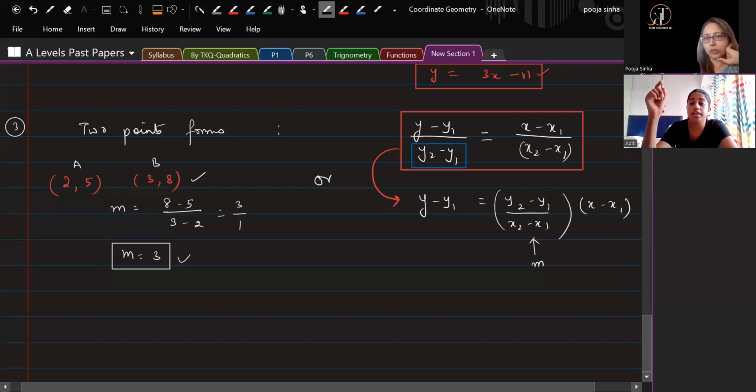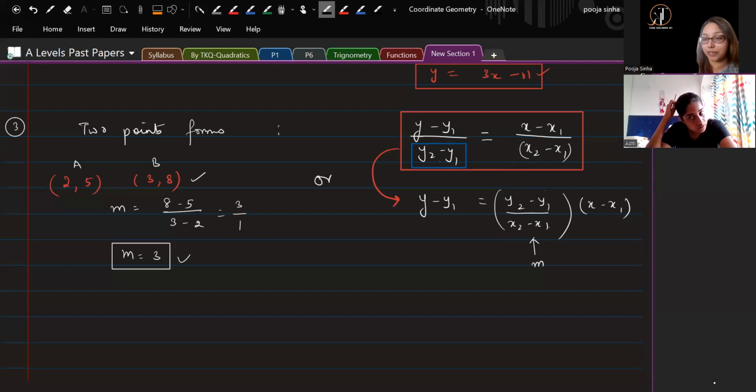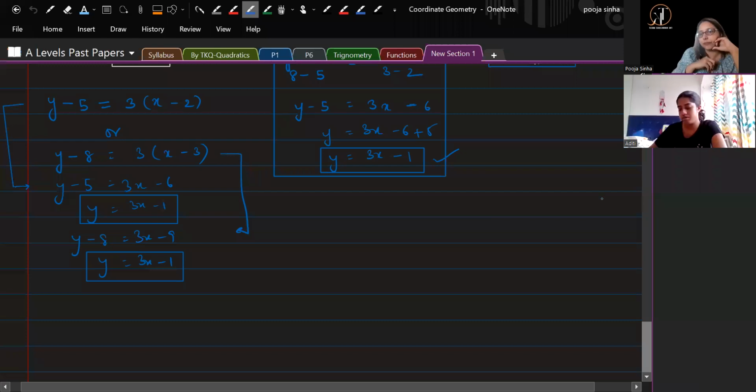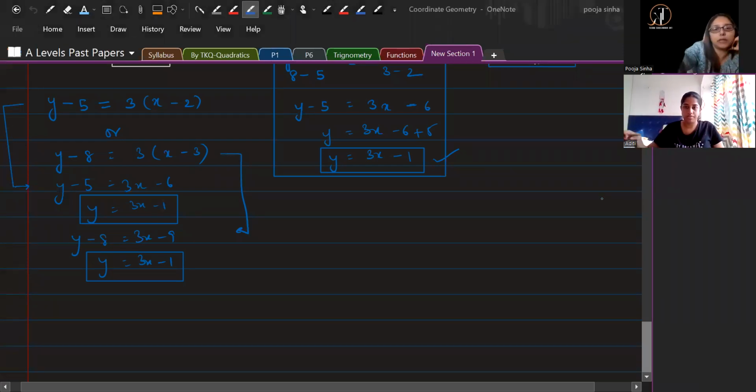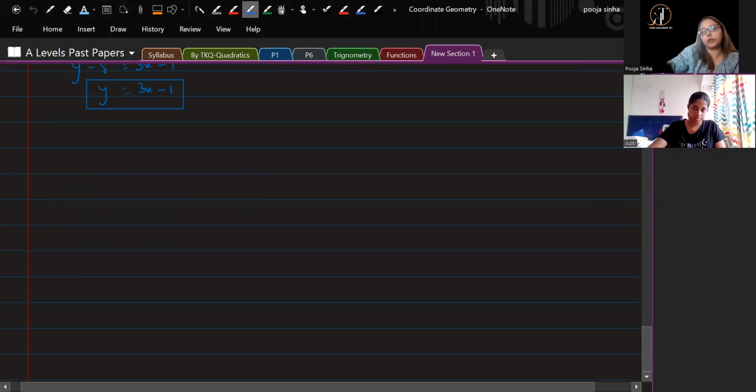x2 minus x1. Okay. And that y2 minus y1 and x2 minus x1 part, just give me 1 second, I'm really sorry. Okay, now let's move ahead. I'm giving you an equation, you have to tell me what is the gradient for this. Okay?